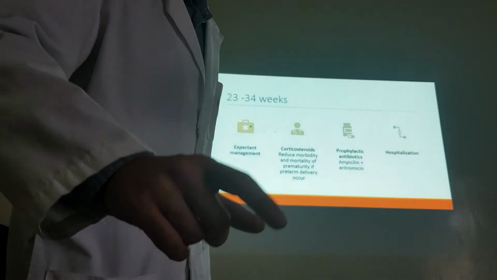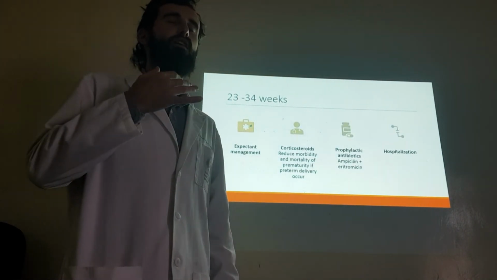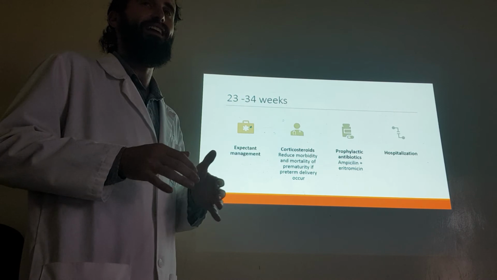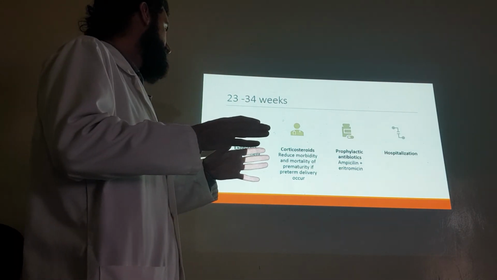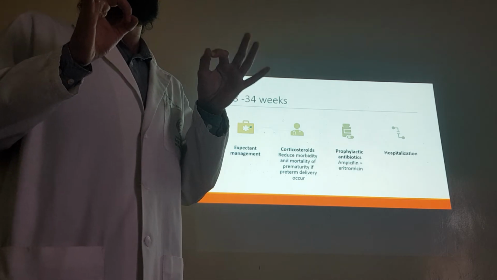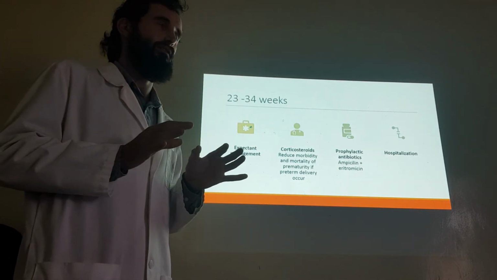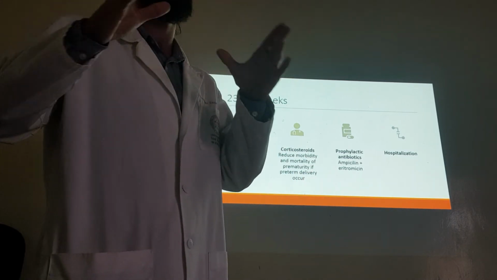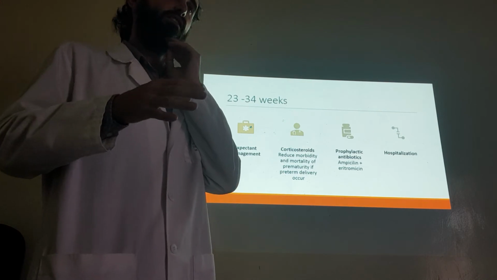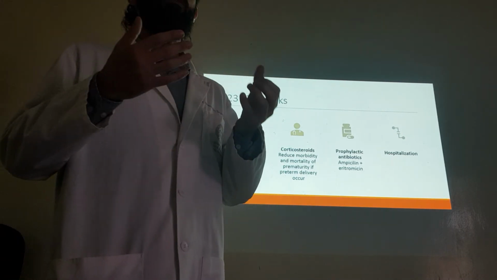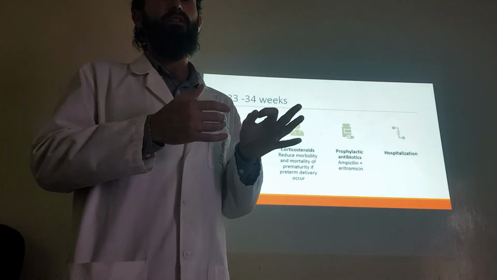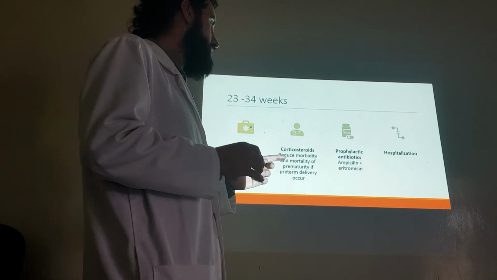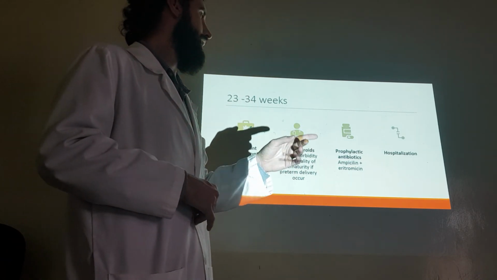So what about under 34 and over 23? Here we have to add something. Okay? The main important thing and concept is to have expectant management. Okay? With corticosteroids, with prophylactic antibiotics, and with hospitalization in all the period of time. The corticoids, as we have seen in other classes, will reduce the mortality and the morbidity of the prematurity if preterm delivery occurs. And the prophylactic antibiotics we recommend, and the guides recommend, ampicillin and erythromycin.